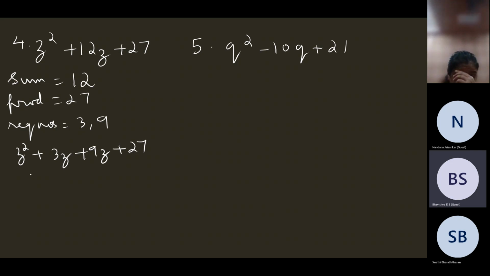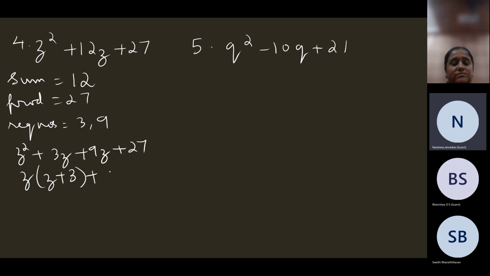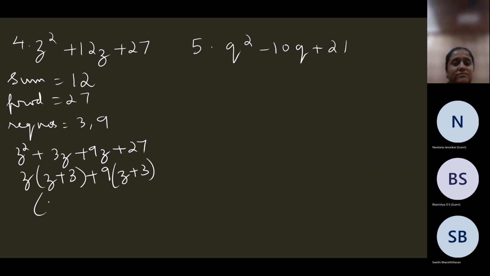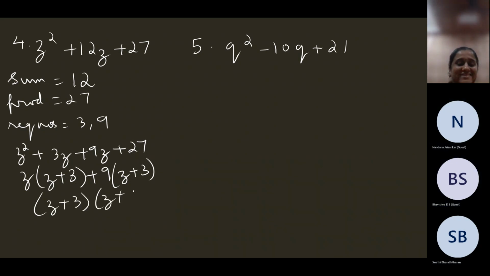Next. Ma'am, z as common, and z plus 9, ma'am. Z plus 3. Yes, ma'am, z plus 3. Plus, what's common? 9 and 27, what's common? Ma'am, 9 is common. 9, z plus 3. Then? z plus 3, z plus 9. Very good.